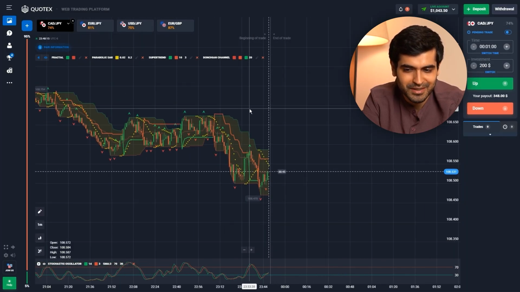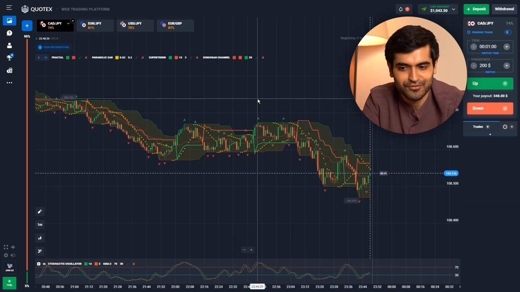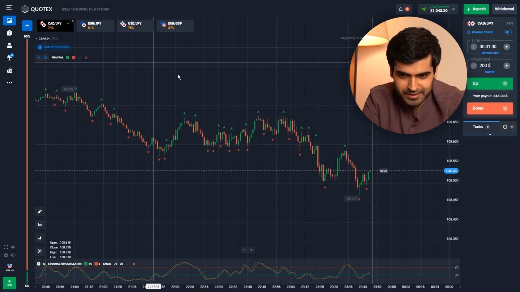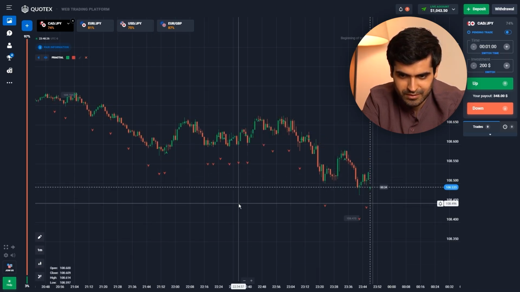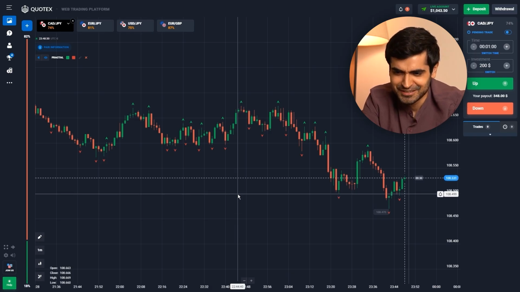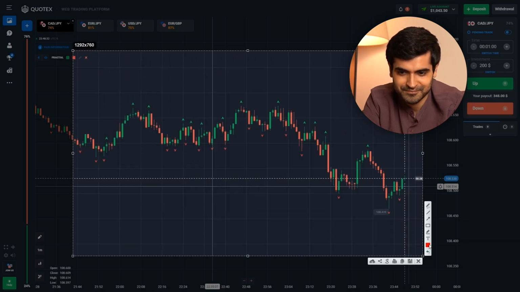Here's what I did with my student, I made him remove everything except fractals. Okay. I feel better now. You gotta admit, this looks way cleaner, right?